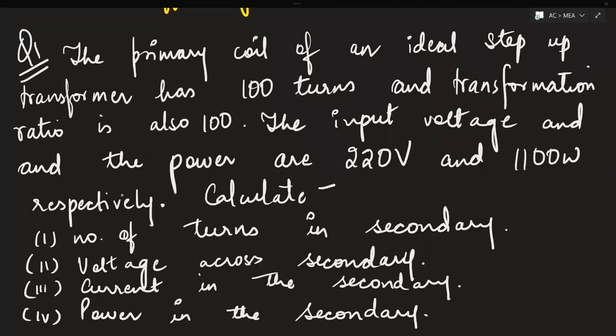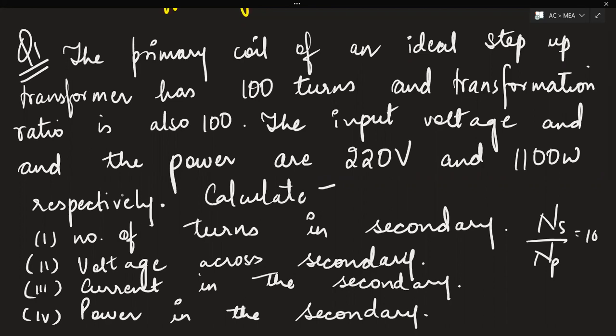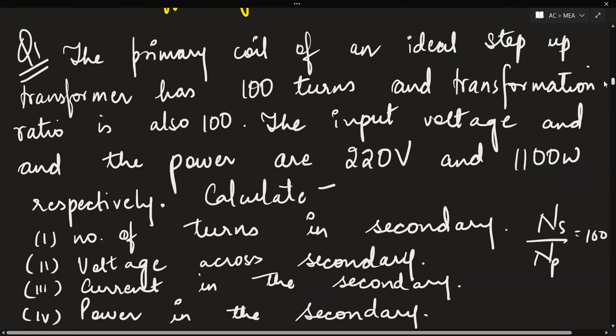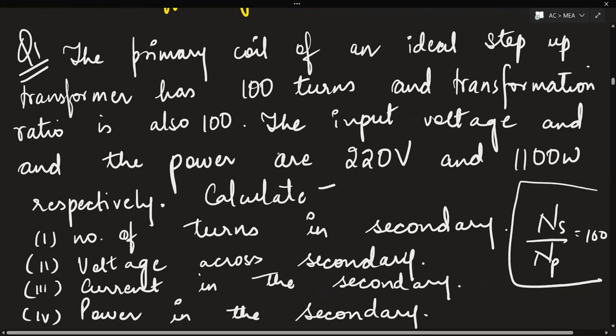Class, this transformation ratio means the number of turns in the secondary divided by the number of turns in the primary. That is given to you as 100. Transformation ratio is needed here. You can try this question, try the parts. This is a very easy question based on the formula.